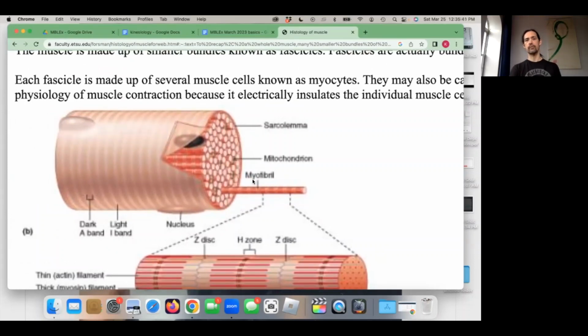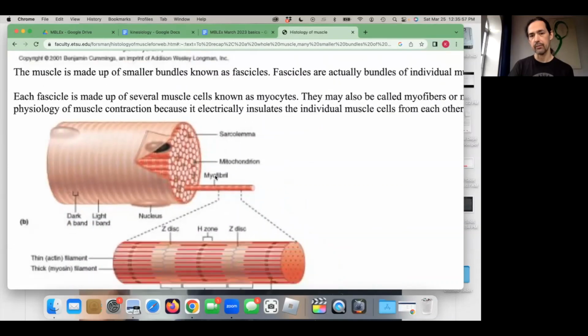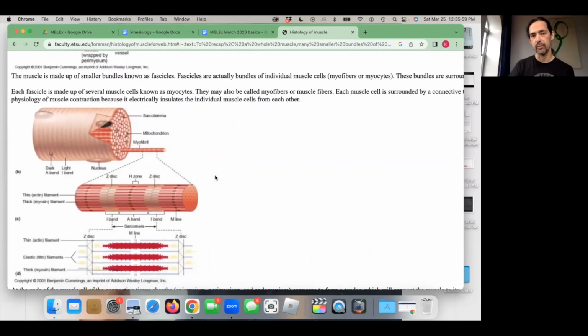So here's a myofibril, and the structure larger than that is a myofiber. So this is a myofiber, and several of these structures, several myofibers, would make up a fascicle, and several fascicles together would make a muscle.